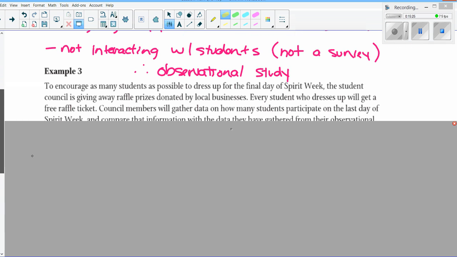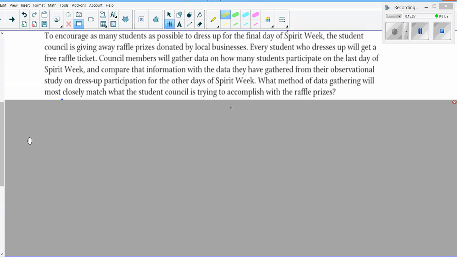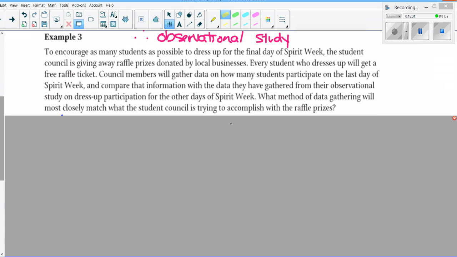Example 3. Let's see. All right, example 3 says, to encourage as many students as possible to dress up for the final day of Spirit Week, the Student Council is giving away raffle tickets donated by local businesses. So right there, that should kind of throw a red flag, that's an incentive. Highlight that. To encourage, they're going to dress up. The Student Council is giving away raffle tickets. Every student who dresses up will get a free raffle ticket.